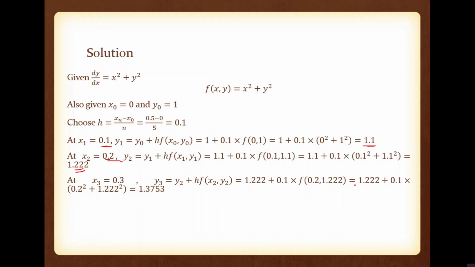So that is equal to 1.222 plus 0.1 into x2 square, that is 0.2 square, plus y2 square, 1.222 square. So the final answer will have more than 4 significant digits, so here I am using 4 significant digits. So this is equal to 1.3753. Is it okay?